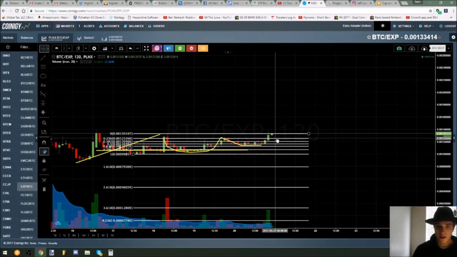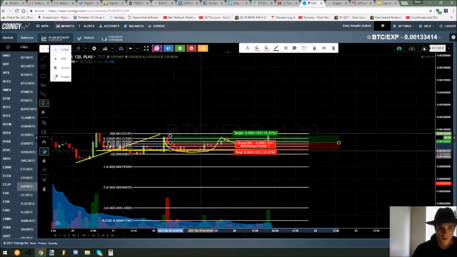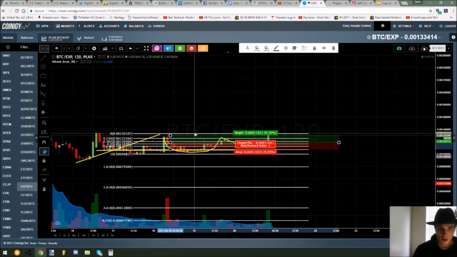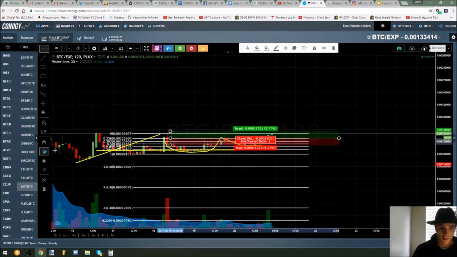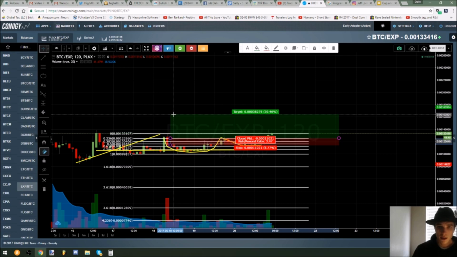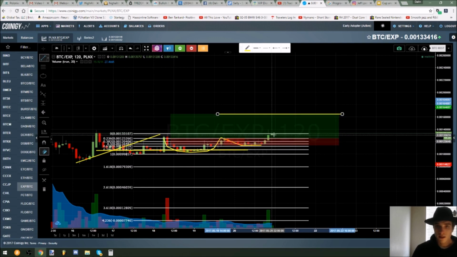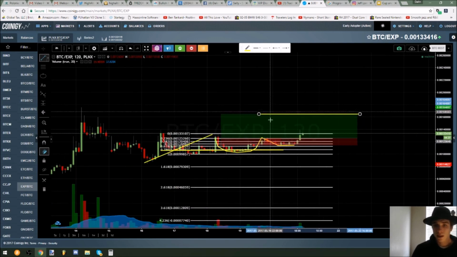And we just barely broke out of the top of the cup, so Expanse is good for entries here, targeting 30%. So if we click from our entry here with a long position, over here from the right on Coinigy.com, you can drag up this, and you want to drag it to 30%, and that's where you would be looking to sell on this swing. So that's how I trade the cup and handle.